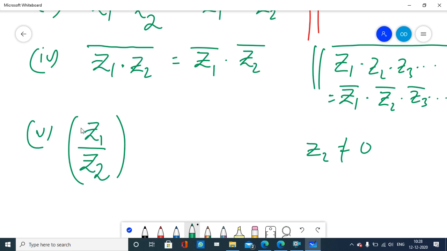So we know that if we divide one complex number by another non-zero complex number, in return we also get another complex number. z1 by z2 is also a complex number.